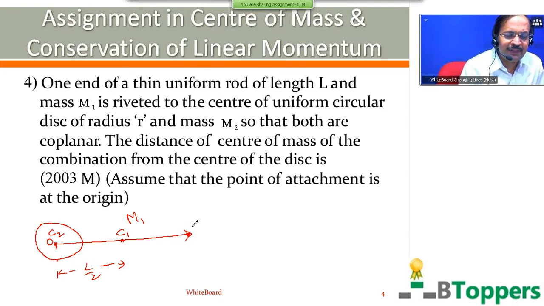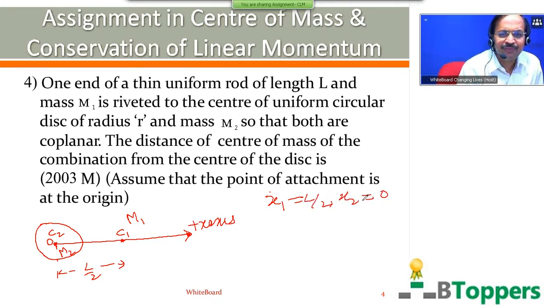I choose the line joining C1 and C2 as the x-axis. C1 is the center of mass of the rod, which has mass m1. C2 is the center of mass of the disc, which has mass m2. So here, the center of mass of the system of two masses m1 and m2 lies in between the two masses on the line joining C1 and C2, in between C1 and C2 on the x-axis. So the x coordinate for the first mass m1 we can take as L by 2. The x coordinate for the second mass we take as 0.